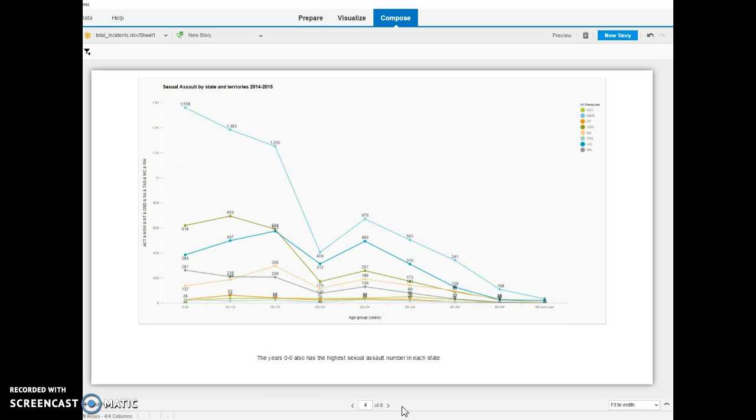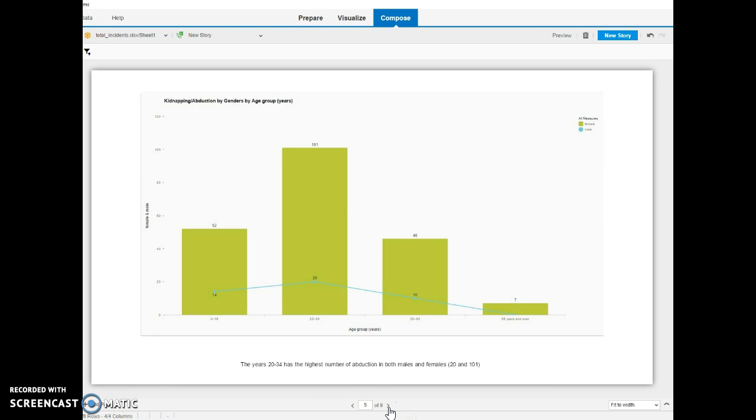Move to the next chart. New South Wales has the highest sexual assault, while Tasmania has the lowest. The 0 to 9 age group also has the highest sexual assault number in each state. The number of sexual assaults goes down with increasing age.